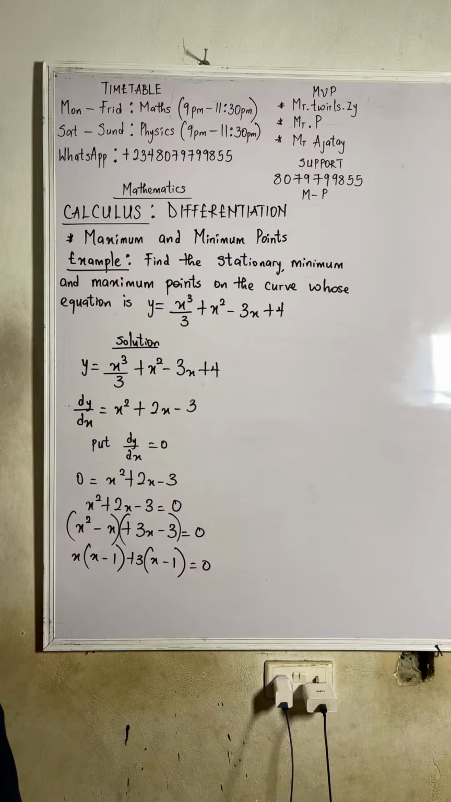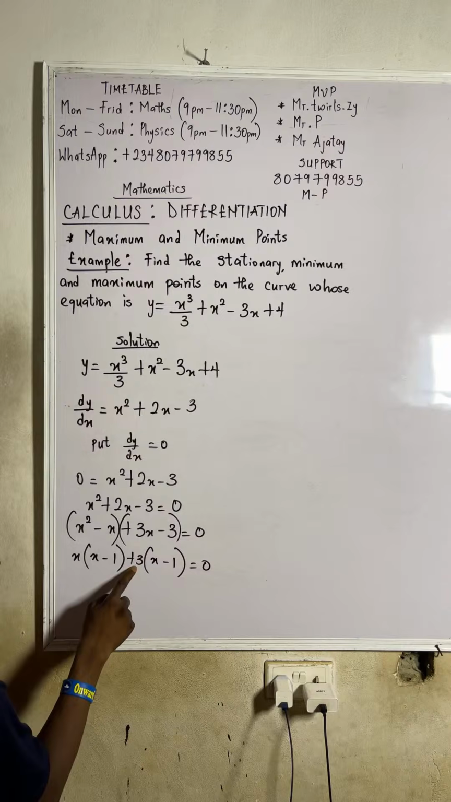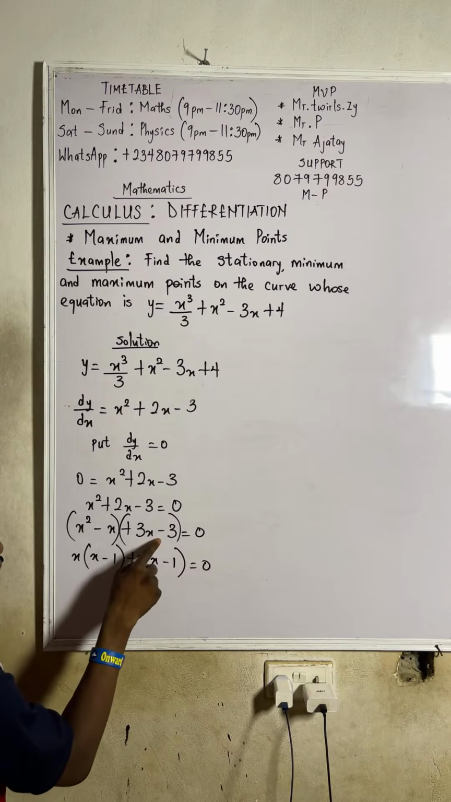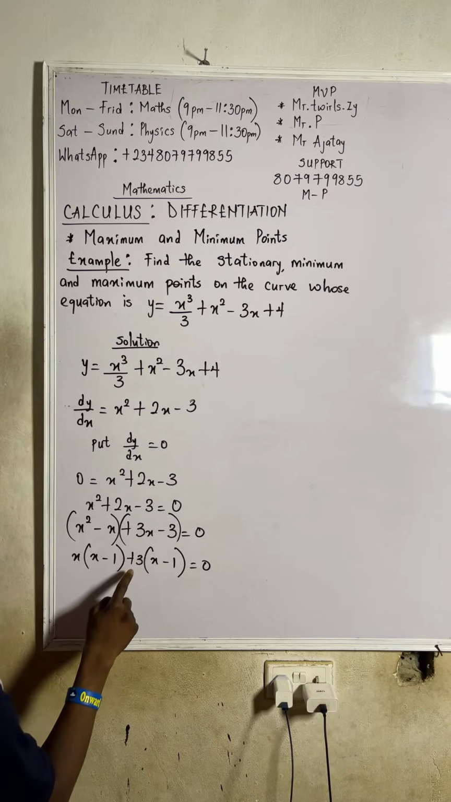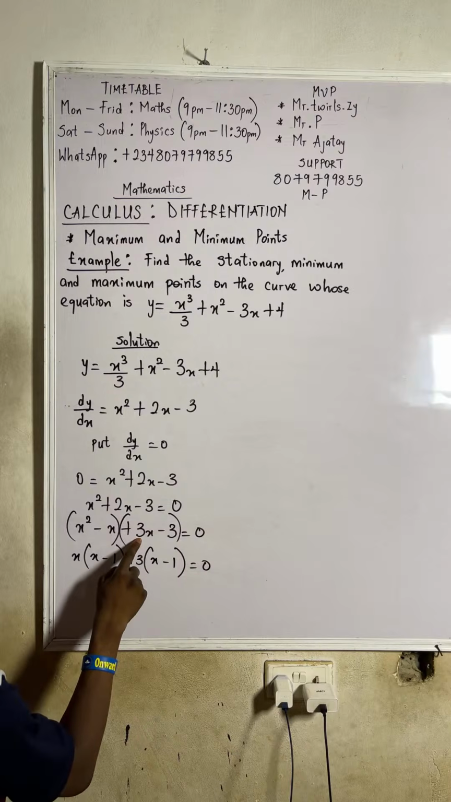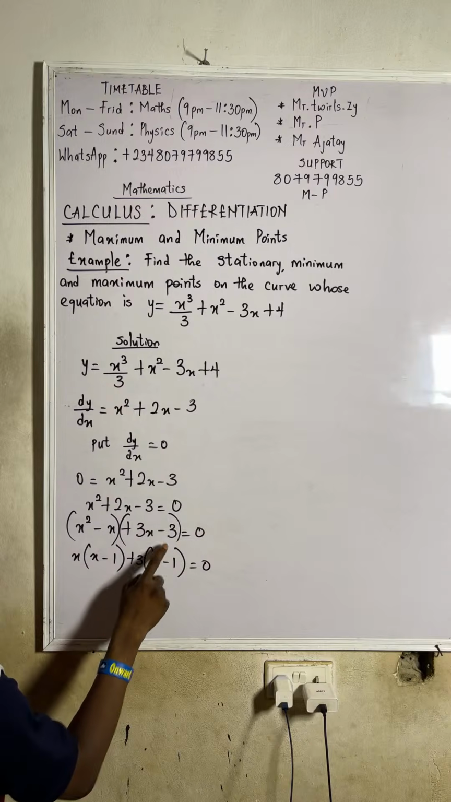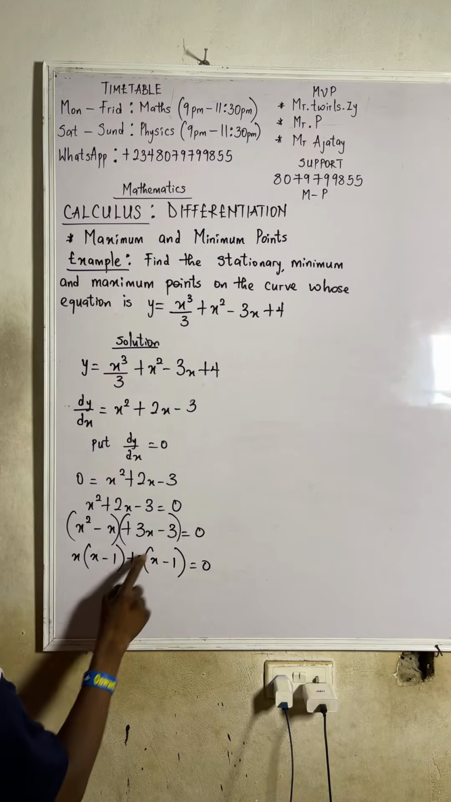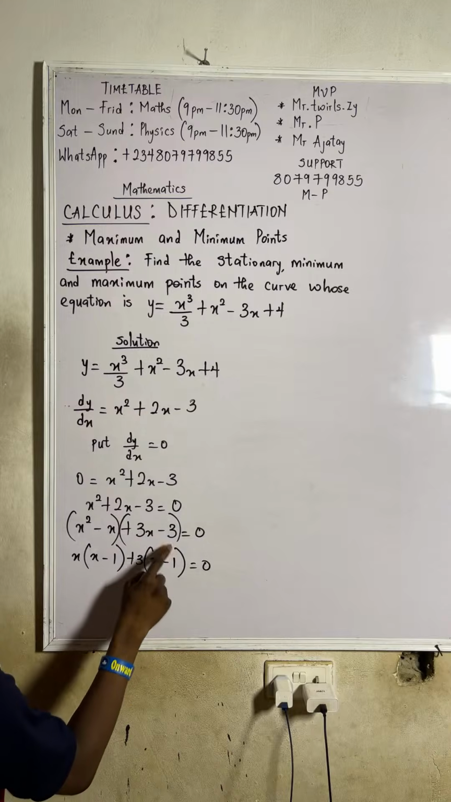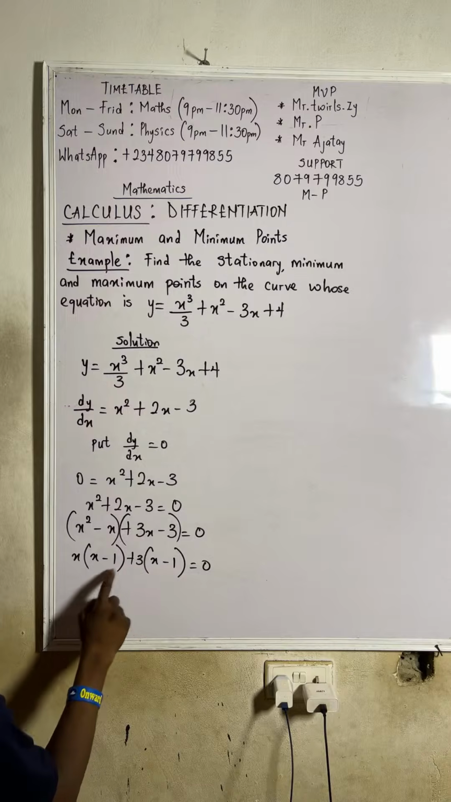So what is common here? Here is plus 3. Plus 3 is common. X is not common now. So you are bringing out plus 3. Plus 3 in plus 3x will give us x. Then plus 3 in minus 3 will give us minus 1. Plus and minus is minus. 3 in 3 is 1. Then equals 0. So you see that the bracket is the same.